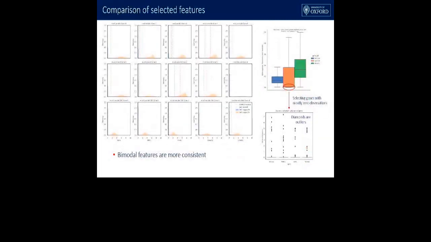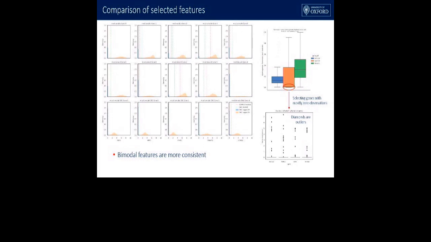So this is just a comparison of the different features that I talked about. Along the top, we have the highly variable genes, in the middle, the most deviant, and on the bottom, the most bimodal. And you can kind of see visually that these look more uniform. The plot on the right is just a quantification of this. It's a statistical test that measures the similarity in the gene distributions between each of the chosen feature sets.